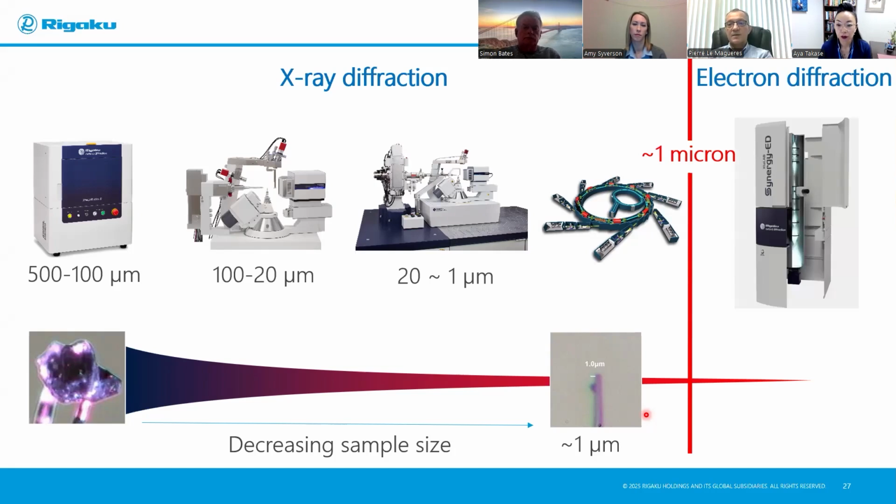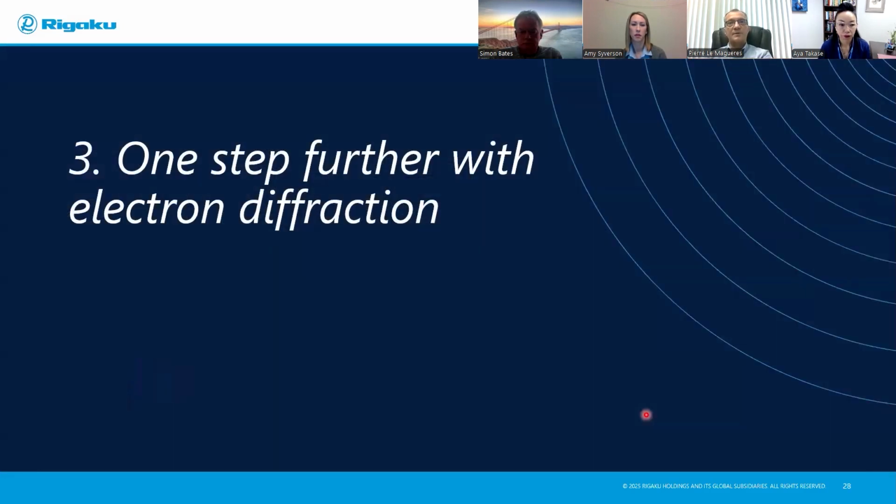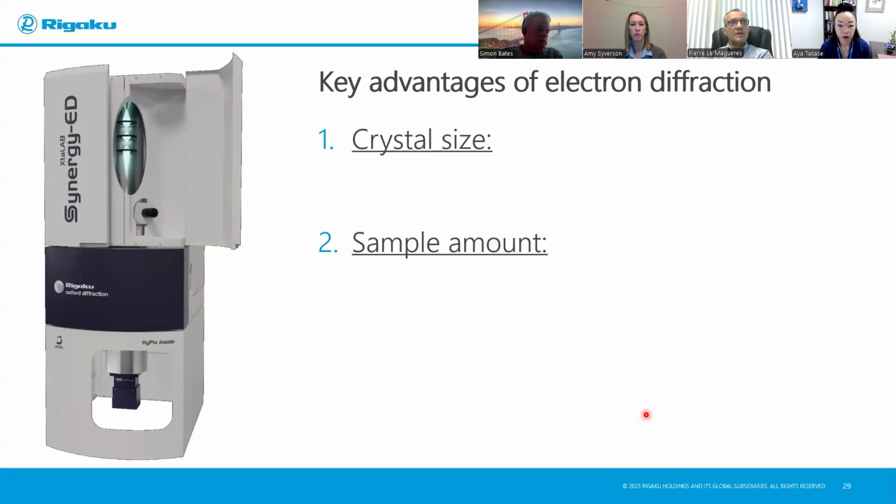And that's because the interactions of electrons with crystalline matter are much stronger than the interactions of X-ray photons with crystalline matter, really by up to 5 or 6 orders of magnitude. And that's why, with an electron beam, you can analyze submicron particles. And that leads me to the very last part of my presentation here. How does electron diffraction work, and what can you do really with it? So on the left-hand side, you have a picture of the Rigaku electron diffractometer, the Synergy ED. And I can certainly answer questions about that later if you want.